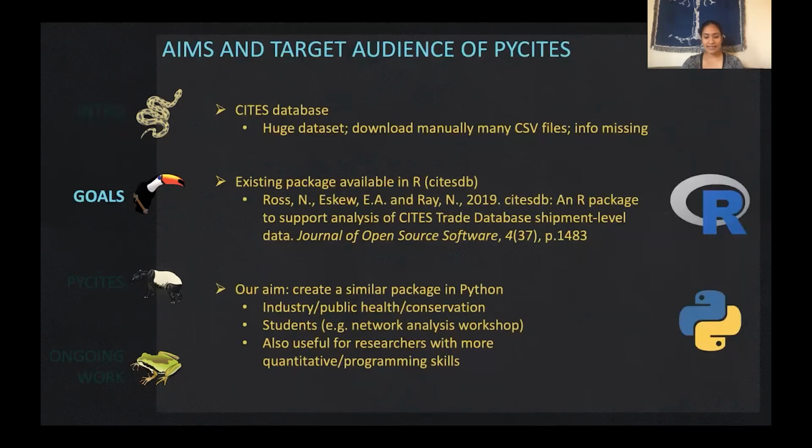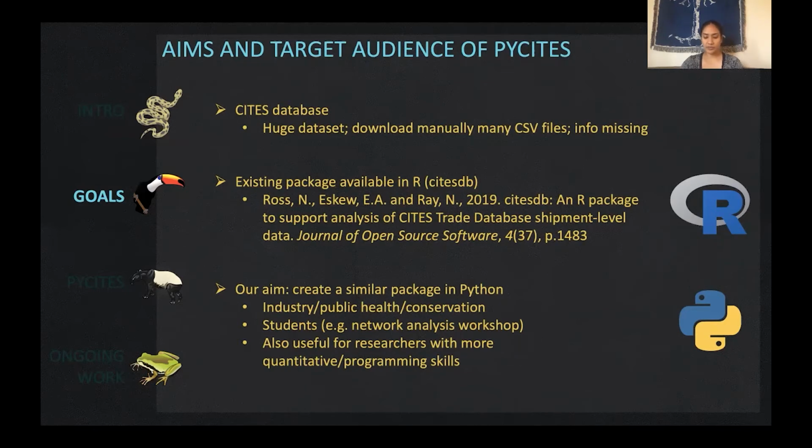However, the CITES database is a really large database where one has to query and download multiple CSVs to access the data, and many rows of data are missing crucial information. In R, there's an excellent existing package called CITES-DB, which supports the analysis of CITES trade shipment level data. And we want to create a similar package in Python.